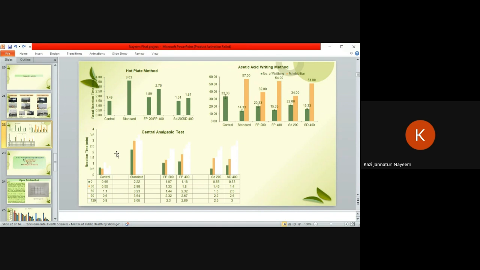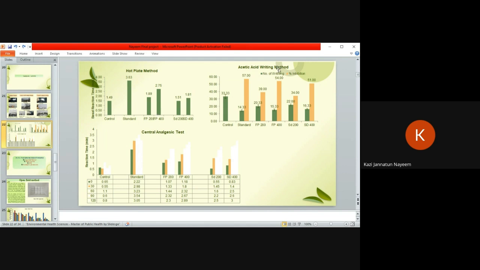we observed that this is the standard, and this is the footfall. Basal reaction time is 1.889 for the concentration of 200 and 2.75 for 400. This is also a concentration dependent manner. This is the seeds, 1.51 for 200 and 1.81 for 400. This explains that if we increase the concentration, its basal reaction time also increases.